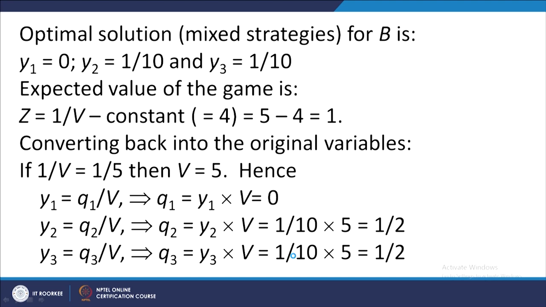Similarly, Y2 is equal to Q2 upon V, which means that Q2 is Y2 into V, which is 1 by 10 into 5, equal to 1 by 2. And similarly, Y3 is equal to Q3 upon V, which means Q3 is equal to Y3 times V, which is 1 by 10 into 5, equal to 1 by 2. So what we have done is converted the Y1, Y2, Y3 variables of the dual, which corresponded to player B, back into the Qi's, where the Qi's were the probabilities corresponding to the strategies of B.